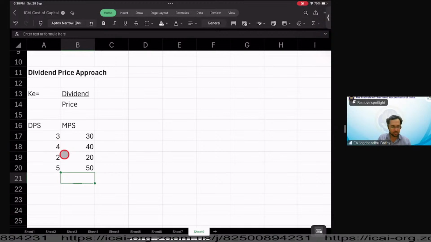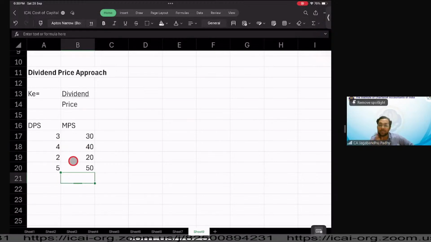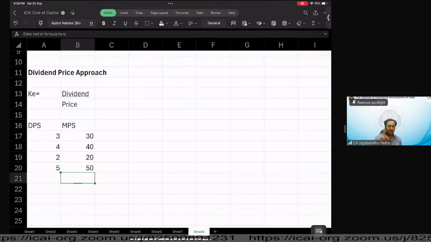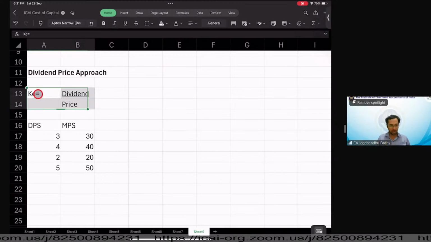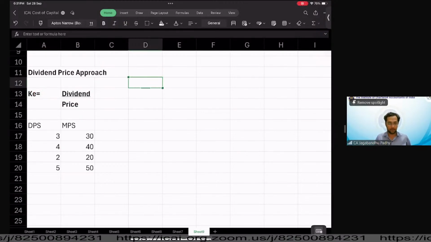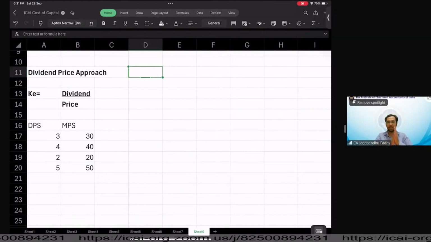So we observe that the relationship between the dividend and market price is 10%. The investors are generally assigning a 10% value for the dividend per share, based on which the market price per share is computed. Is this formula clear, guys? So K is dividend upon price. Is this clear, everyone? Dividend price approach? Yes? Okay, perfect.